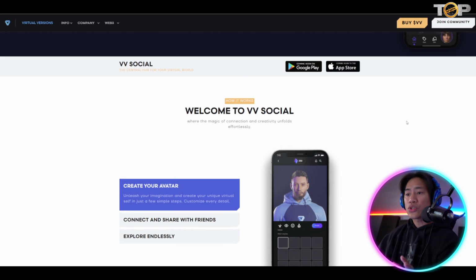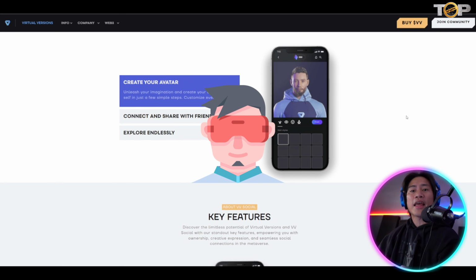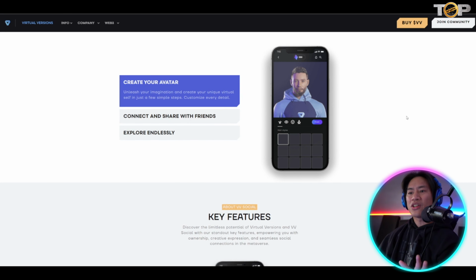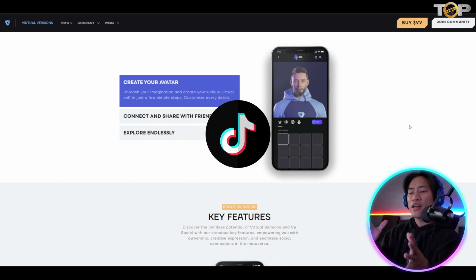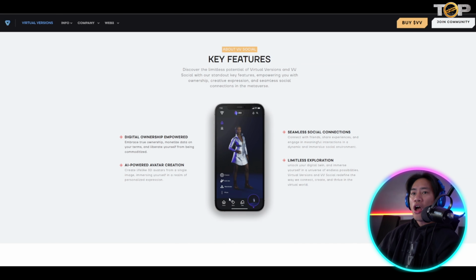Alright, so just like what you can see on your screen right now, guys, VV Social is an app where users can create content with 3D avatars, monetize data, and build a unique digital ID. And they're actually aiming for high impact growth on TikTok and other social media platforms. Now, these are the key features of the app.